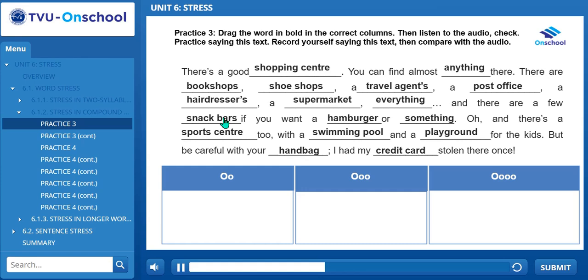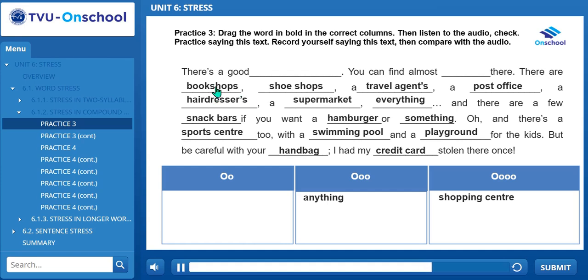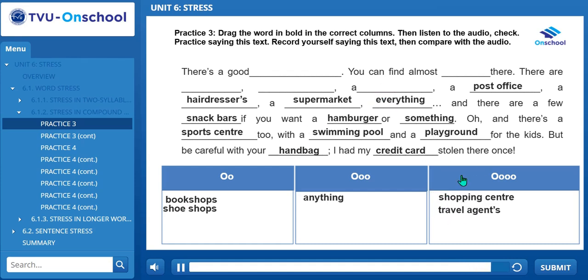There's a good shopping centre. You can find almost anything there. There are bookshops, shoe shops, a travel agents, a post office, a hairdressers, a supermarket, everything. And there are a few snack bars if you want a hamburger or something. Oh, and there's a sports centre too, with a swimming pool and a playground for the kids. But be careful with your handbag. I had my credit card stolen there once.